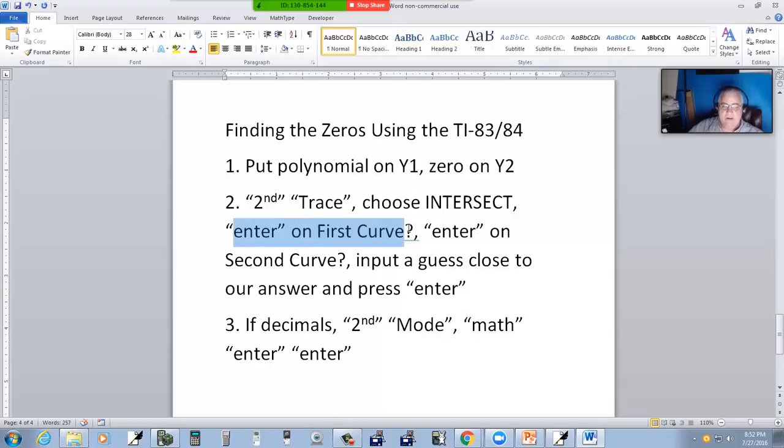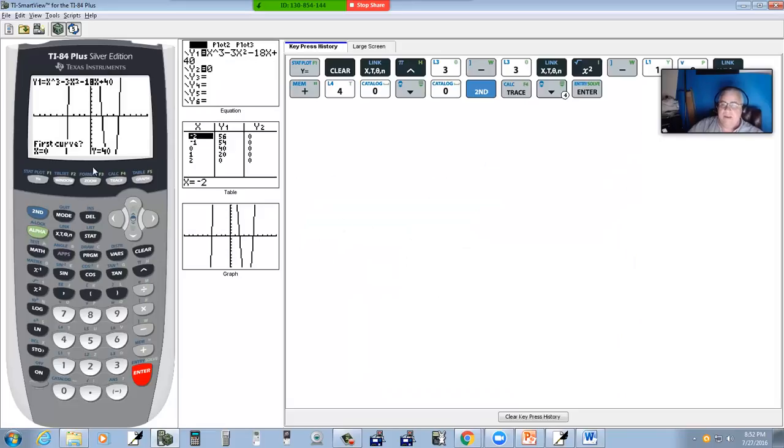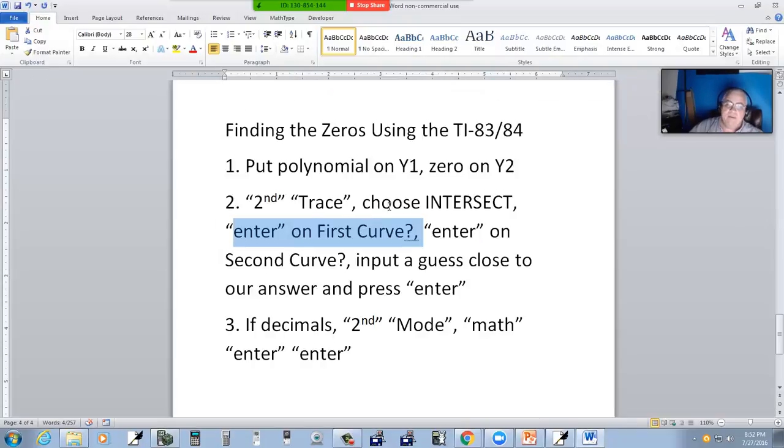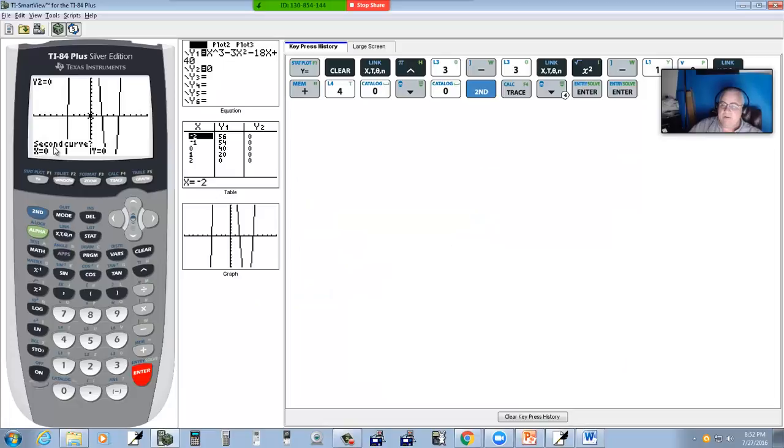Then I tell you to do enter on first curve. You'll notice it comes up in the lower left-hand corner saying first curve question mark. It's asking you for the first curve. You don't do anything exciting, you just simply press enter. Then I tell you to do an enter on the second curve. Again, notice it's asking us for second curve question mark, so you simply do enter again.